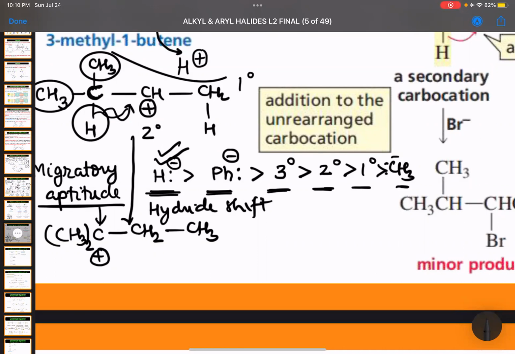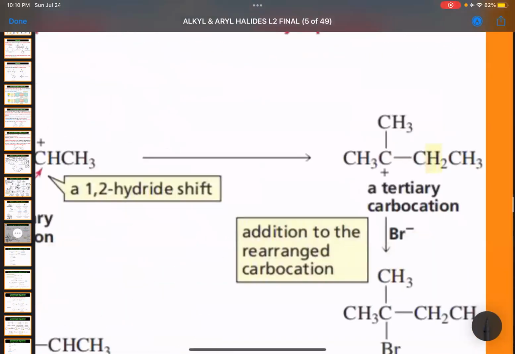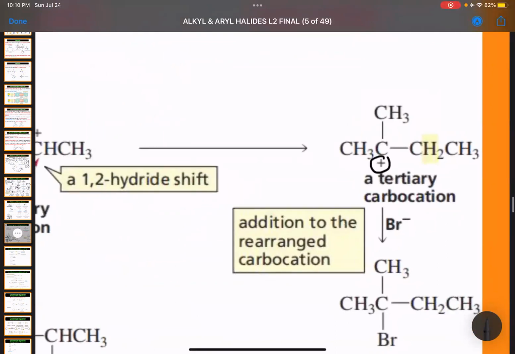You need to compare the migratory aptitude. Okay, you need to remember the migratory aptitude, and you need to do the shifting of the alkyl group which has the highest migratory aptitude. So this is the new carbocation, and now this is tertiary. Now it can't go anywhere else. This is already tertiary, this is already more stable.